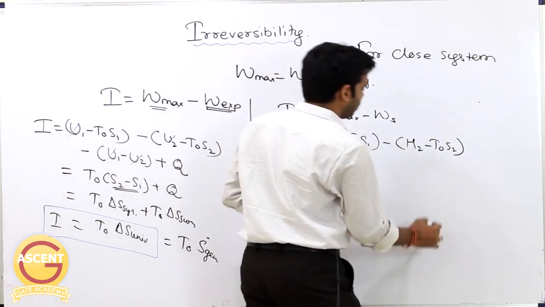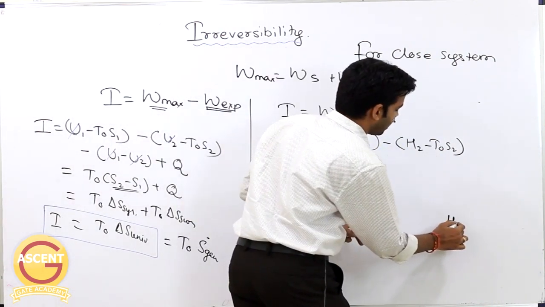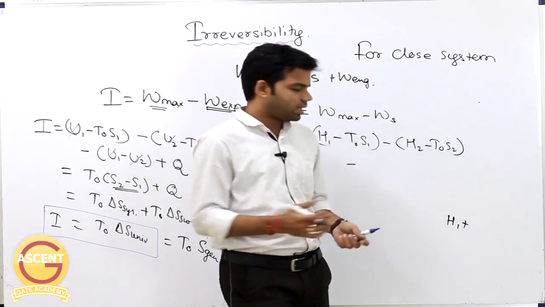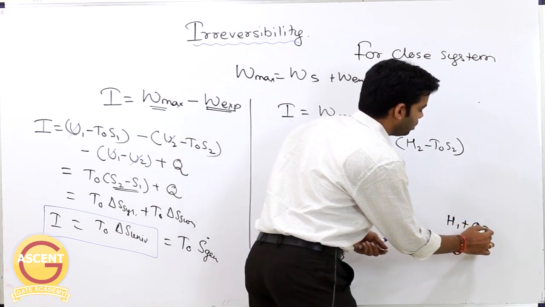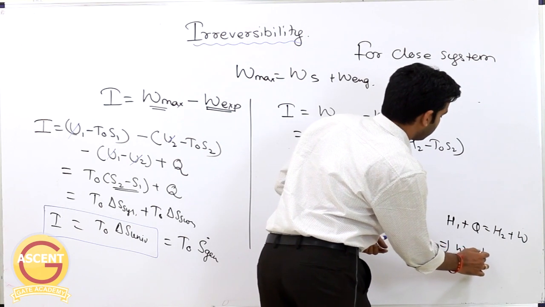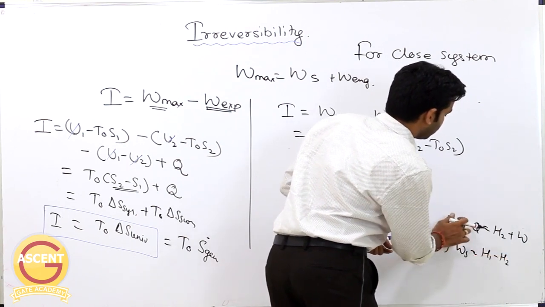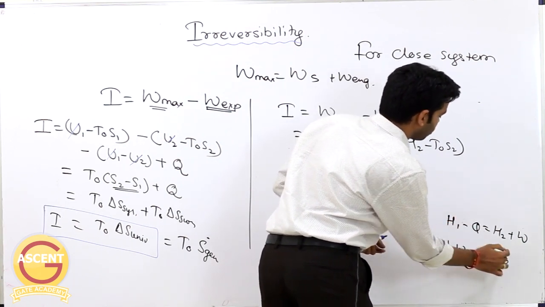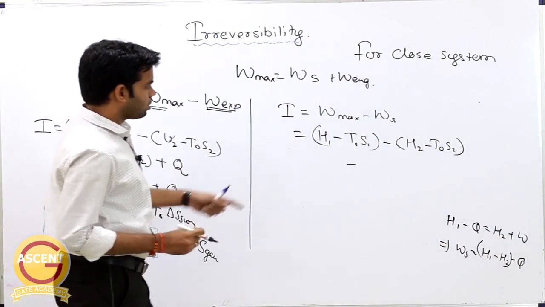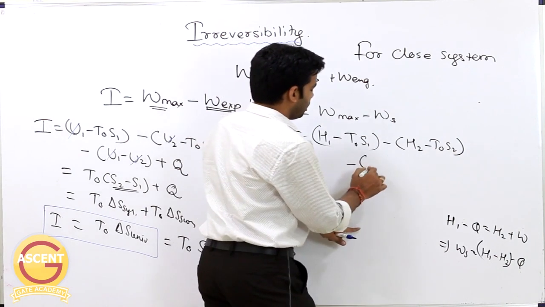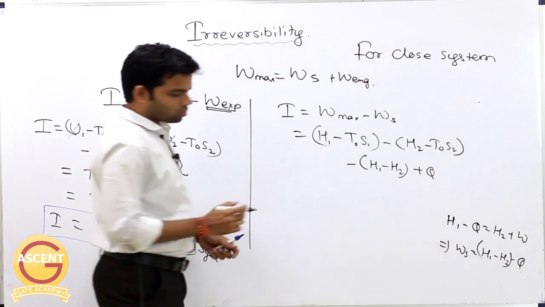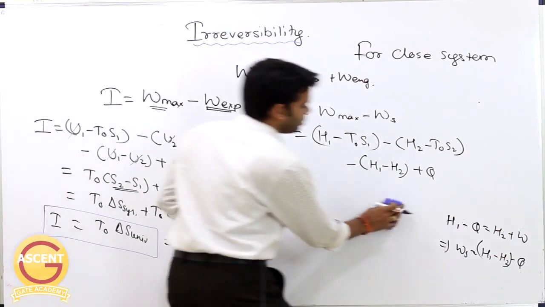How can we determine this shaft work? Applying this equation, H1 plus V1 square by 2 plus Z1 g, neglecting potential and kinetic energy, we get H1 plus Q is equal to H2 plus W. So W shaft is equal to H1 minus H2, and because heat is rejected, this will be minus of Q. Getting this or not? So this will be H1 minus H2 plus or minus Q. Now just put the values.